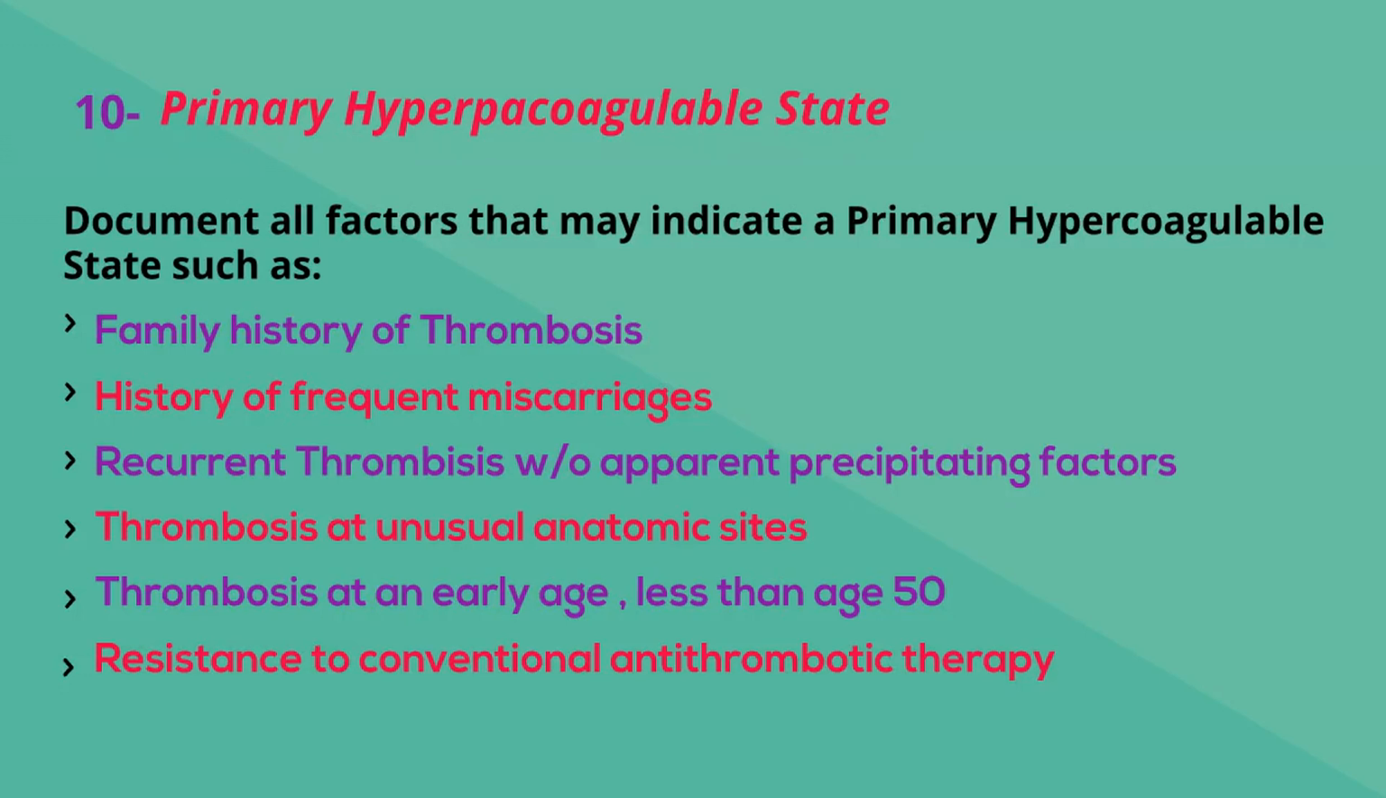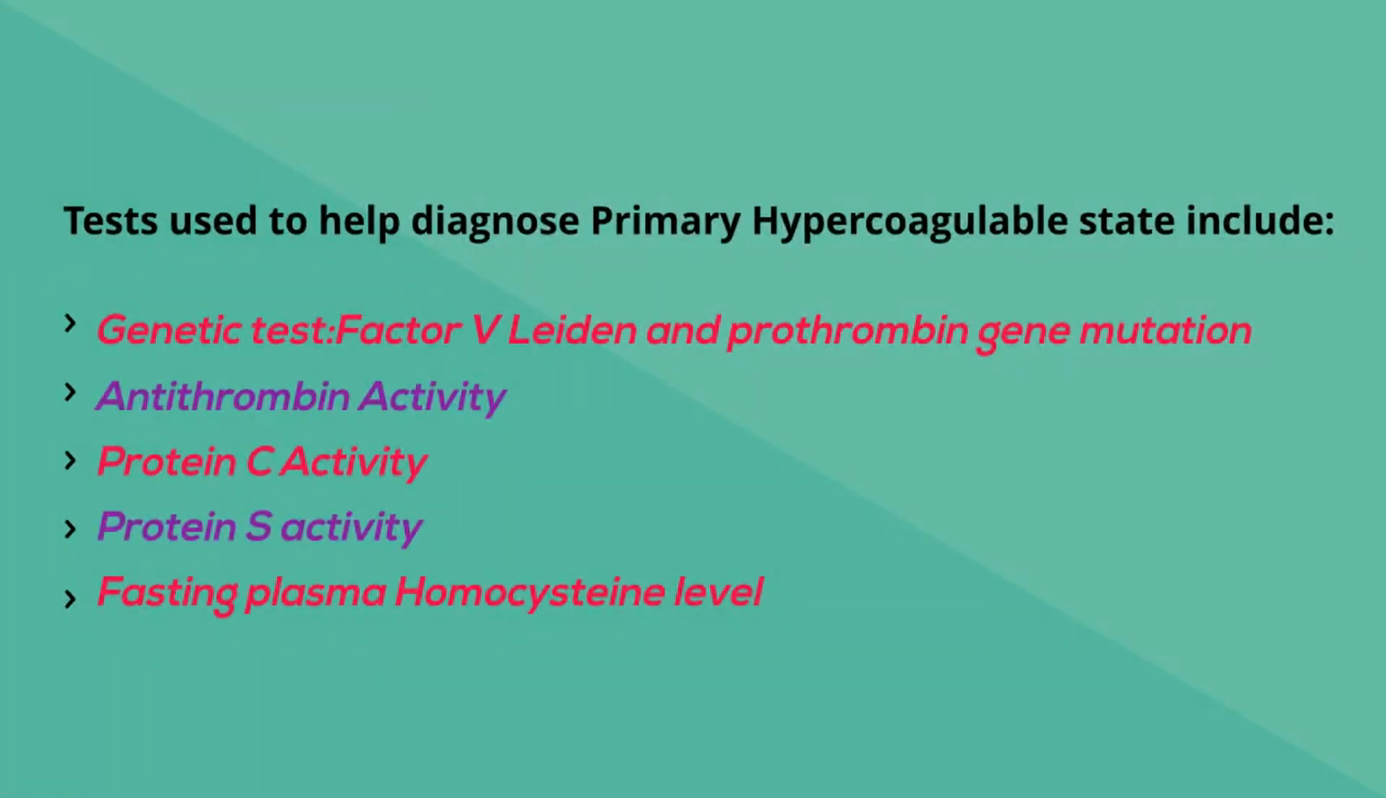A family history of thrombosis. History of frequent miscarriages. Recurrent thrombosis without apparent precipitating factors. Thrombosis at unusual anatomic sites such as arm, liver, intestine, kidney, brain. Thrombosis at an early age, less than age 50. And resistance to conventional antithrombotic therapy. Patients with these factors may be candidates for screening for hypercoagulable states.